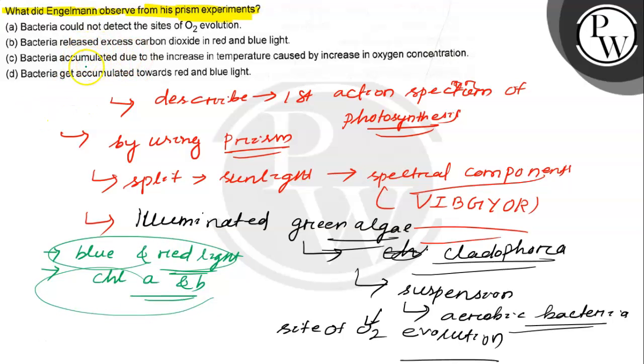So which one of the following is correct? The first option says that the bacteria could not detect the site of O2. This is wrong here, because the suspension of the aerobic bacteria detects the site of oxygen evolution.